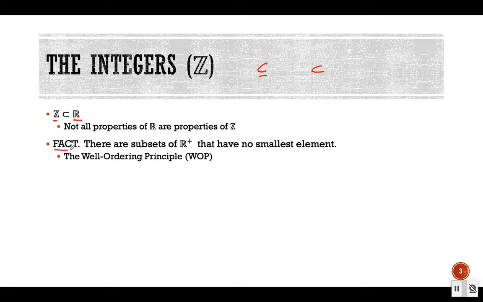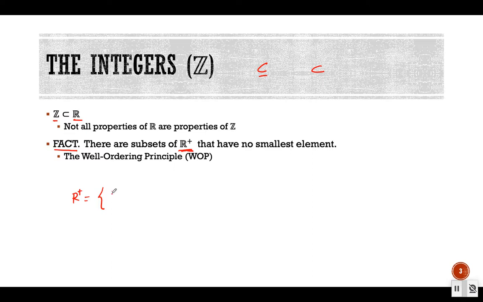So the fact about real numbers is that there are subsets of real numbers. Let's see, if the real numbers are positive, they do not have any smallest element. What does that mean? Let's see, we have a set with a couple of real numbers. They all are part of the real numbers, and they look like this.